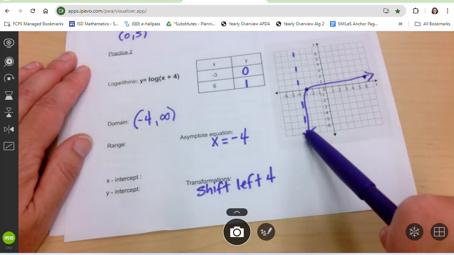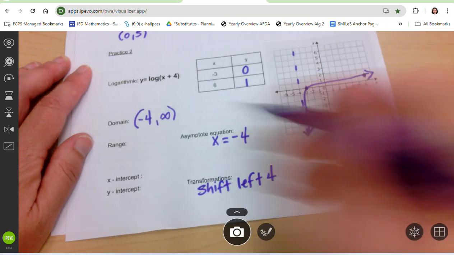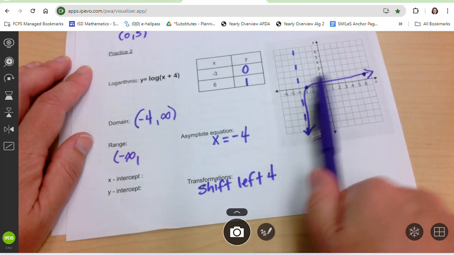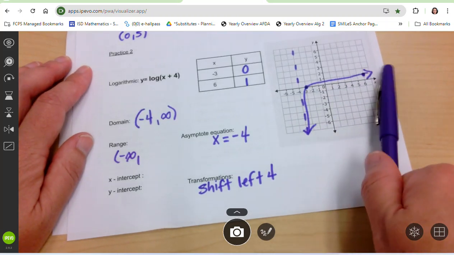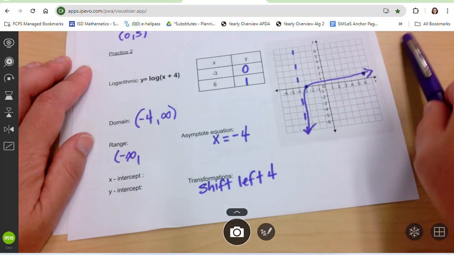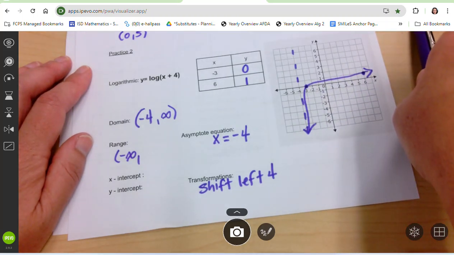All right, my range starts at the bottom, which is what? It's -infinity. And then it goes up, and I can see it's going to the right, but because I don't have a horizontal asymptote, it will keep going up, even though it's going up slowly. So it's going to keep going up to what? Infinity. Good.